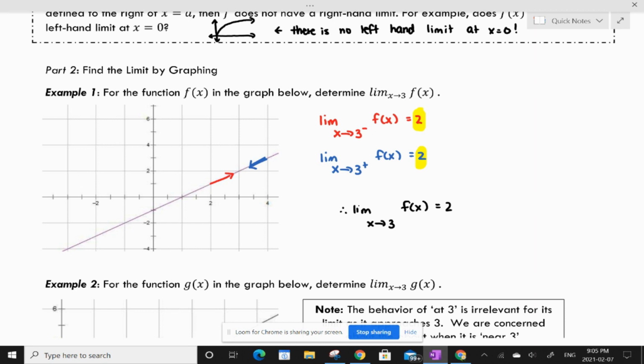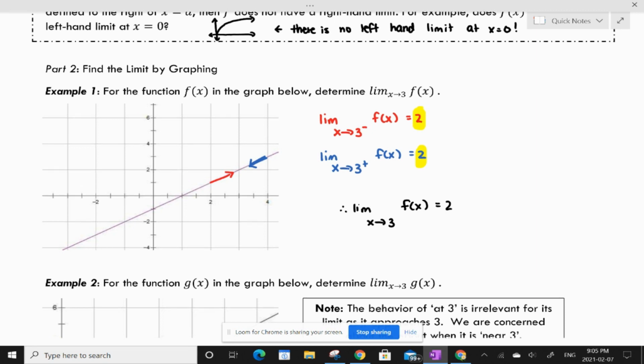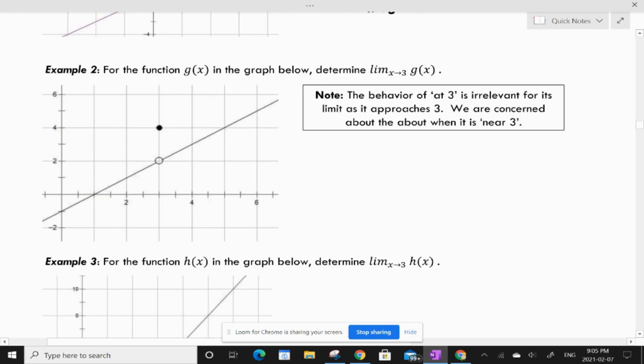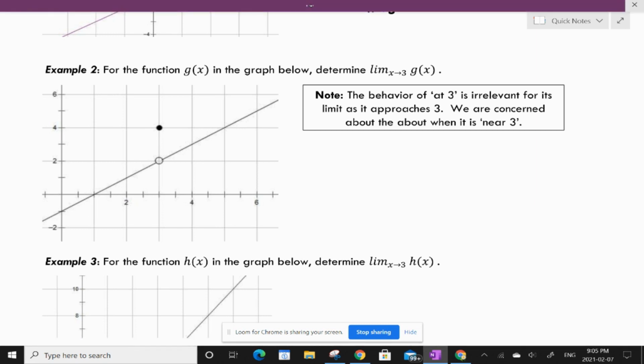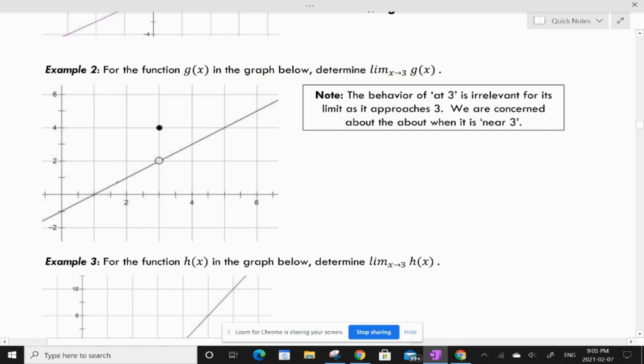Let's take a look at example 2. For example 2, it says for the function g of x in the graph below, determine the limit as x approaches 3 of g of x. Now, we're going to first deal with the left-hand side limit. As my graph is going towards x equals 3, my y value is going towards 2. So the limit as x approaches 3 from the left-hand side for my function g of x is 2.